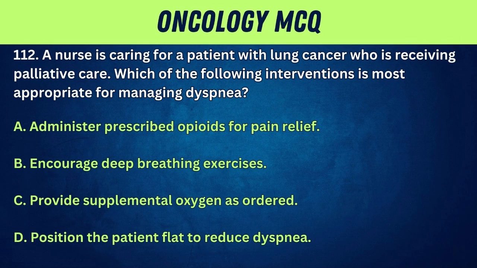112. A nurse is caring for a patient with lung cancer who is receiving palliative care. Which of the following interventions is most appropriate for managing dyspnea? A. Administer prescribed opioids for pain relief. B. Encourage deep breathing exercises. C. Provide supplemental oxygen as ordered. D. Position the patient flat to reduce dyspnea.